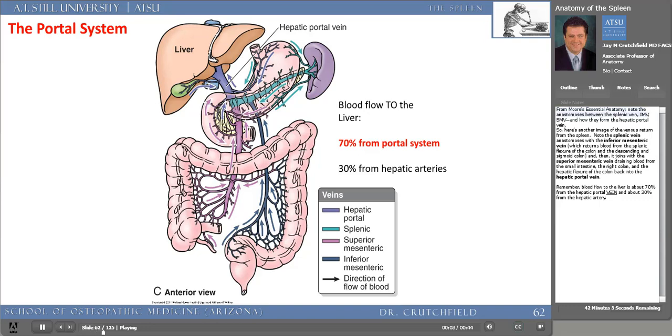So here's another image of the venous return from the spleen. Note that the splenic vein anastomoses with the inferior mesenteric vein, which returns blood from the splenic flexure of the colon and the descending and sigmoid colon, and then it forms with the superior mesenteric vein, draining blood from the small intestine, the right colon, and the hepatic flexure of the colon back into the hepatic portal vein. Remember, blood flow to the liver is about 70% from the hepatic portal vein and about 30% from the hepatic artery.